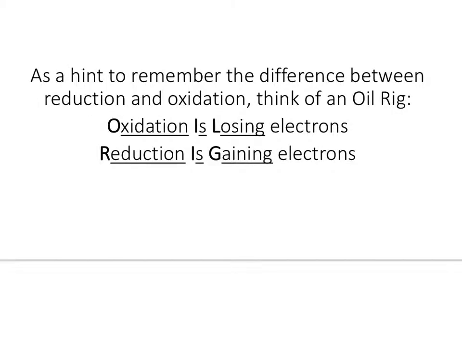To help you remember the difference, think of an oil rig. So oil rigs, by the way, are those things that are tall and have a platform. There's like a drill going into the earth, and there's a bunch of oil and stuff. I'm pretty sure that's what an oil rig is. But OIL RIG stands for: oxidation is loss, oil, of electrons. And reduction is gain of electrons, rig. So OIL RIG helps you remember what oxidation is and what reduction is.